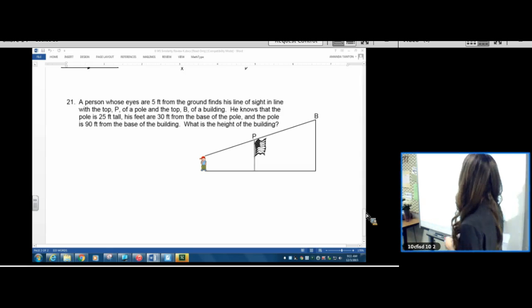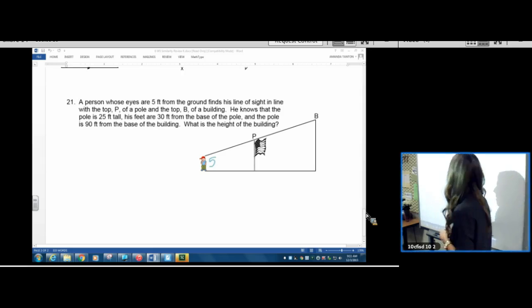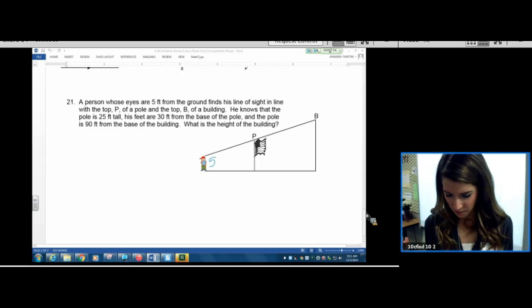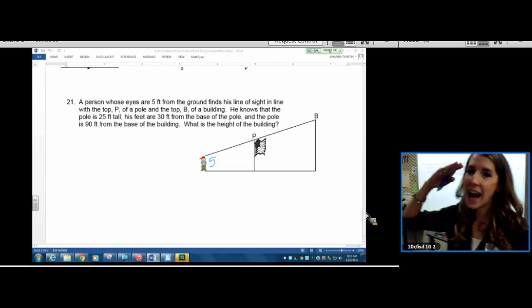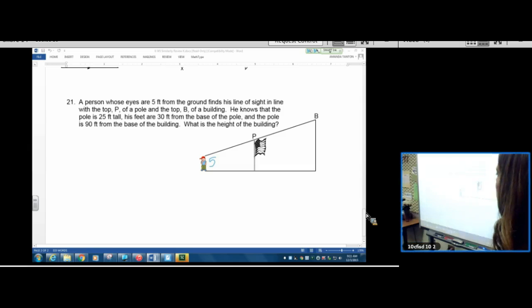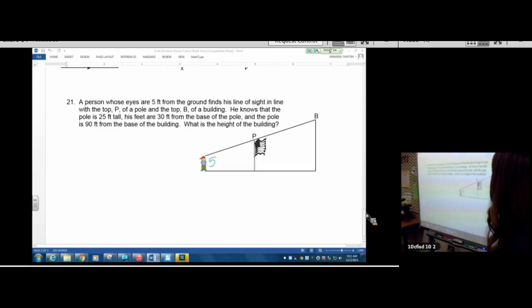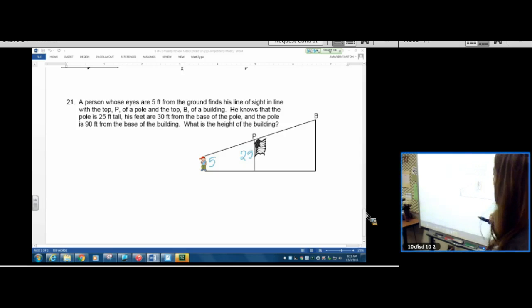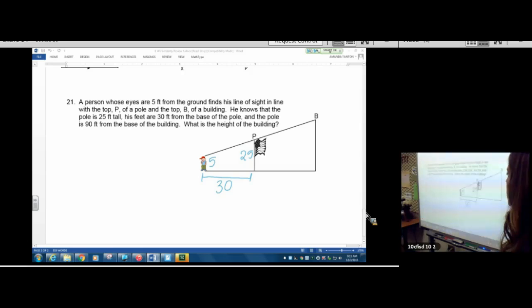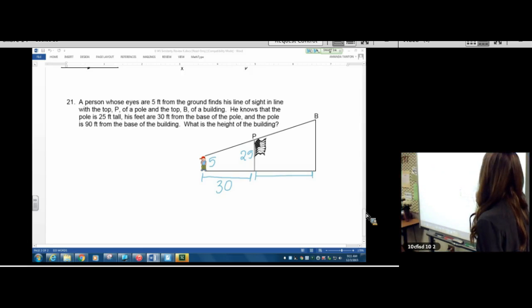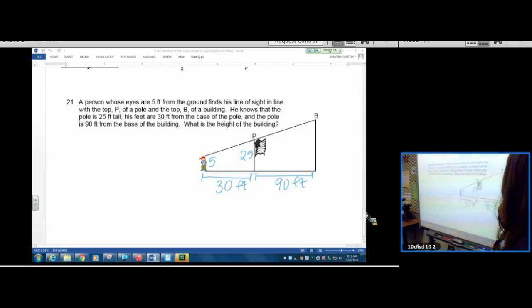We know a person whose eyes are 5 feet from the ground. So we know this guy who honestly looks like he's picking his nose. It's kind of weird. Anyways, this guy is 5 feet tall, or his eyes are 5 feet off the ground, and he's looking up to the top of a pole, and his line of sight also goes to the top of the building. He knows, somehow, that the pole is 25 feet tall. His feet are 30 feet from the base of the pole, and the pole is 90 feet from the base of the building. These are all feet. What is the height of the building?